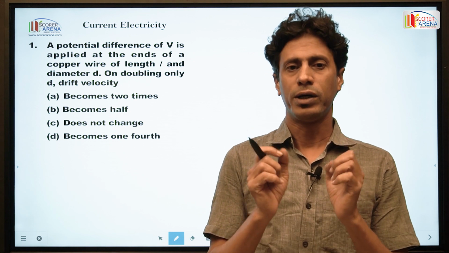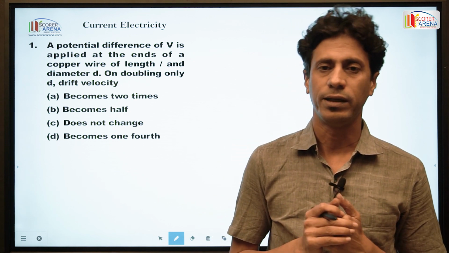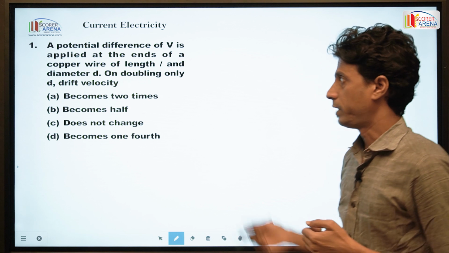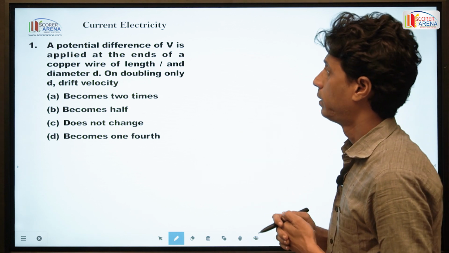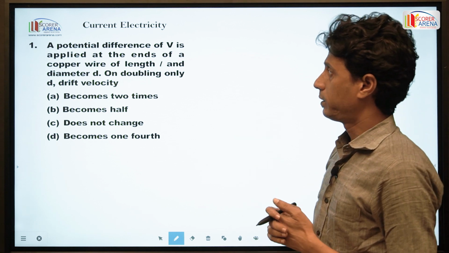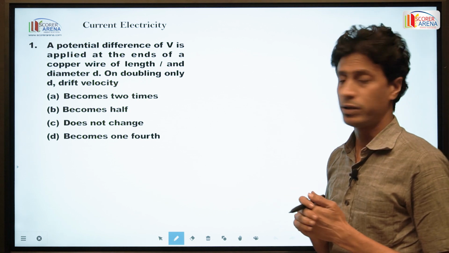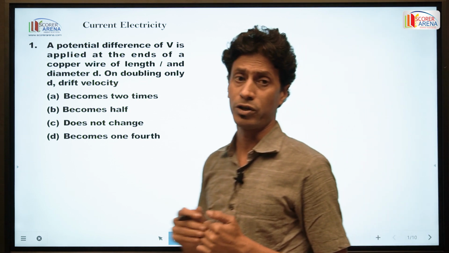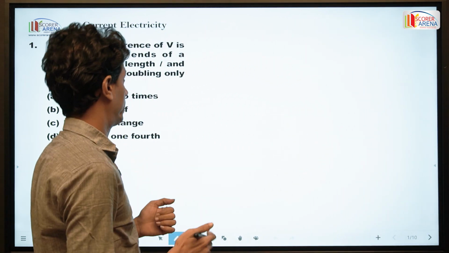Time to move on to the problems of current electricity, and the first one is based on the drift velocity, that is, the variation of drift velocity with the physical dimension of the conductor or resistor.